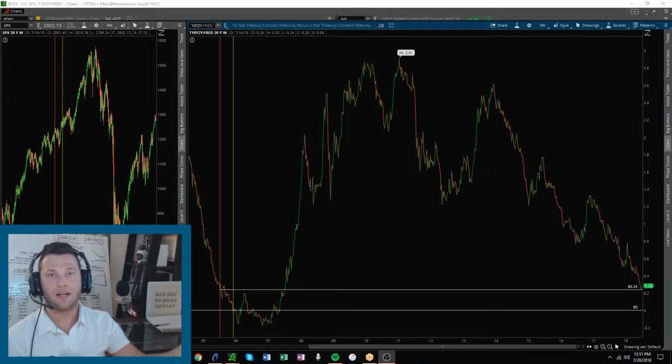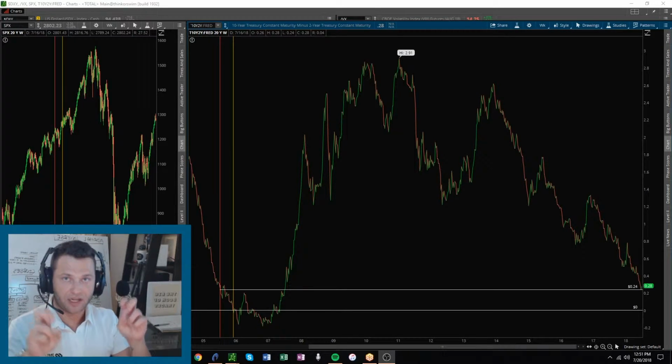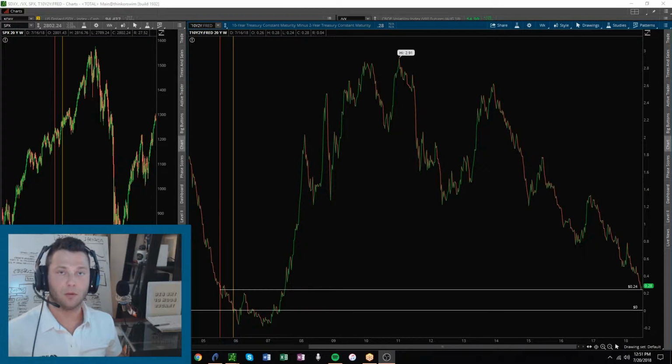And that's why it's getting brought up these days, because of the angle and the direction at which the spread between those two instruments is going. And it's going down, and it looks like it's heading to go below zero, which means it would invert.